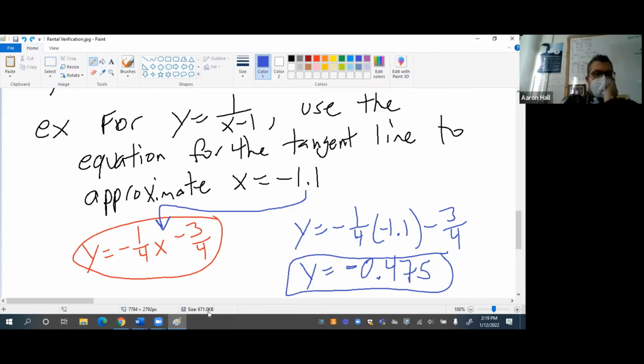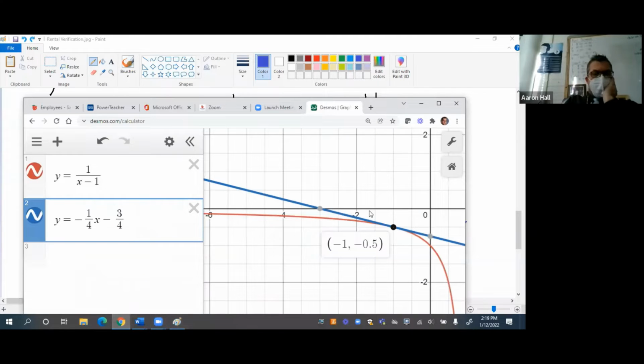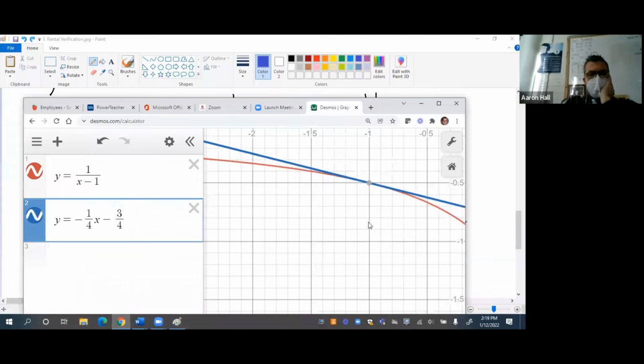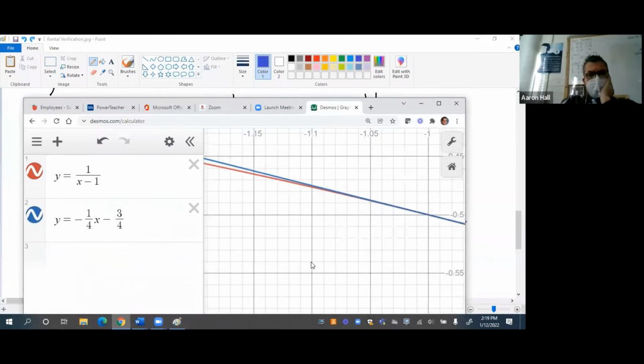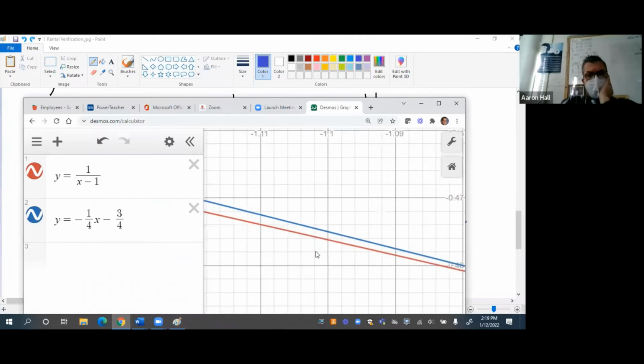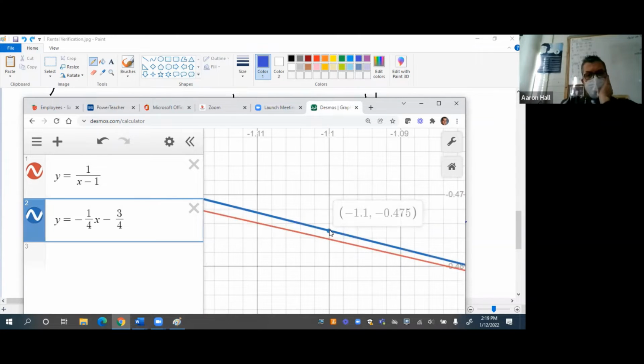So let's go back to our graph. Let's zoom in and look at -1.1 and compare. That would be this point here. That's what we calculated. We said when x is -1.1, the y value is -0.45. Is that what we calculated? 475. Okay, I might have just read it wrong.